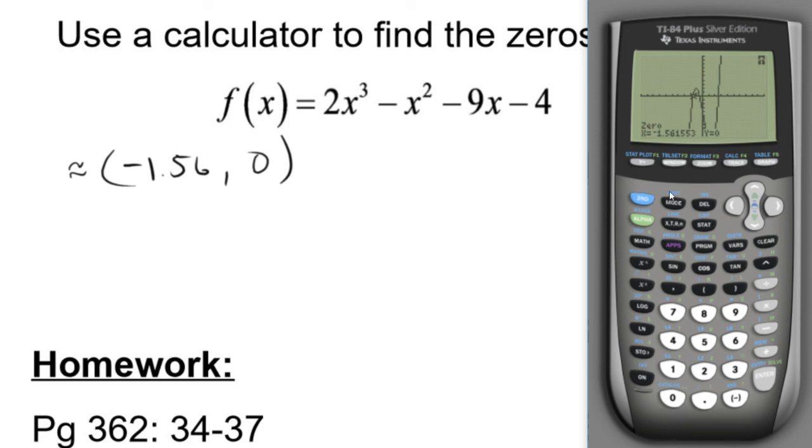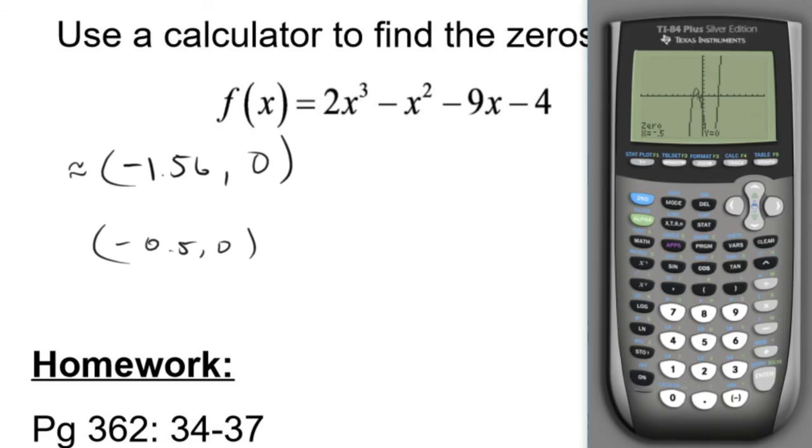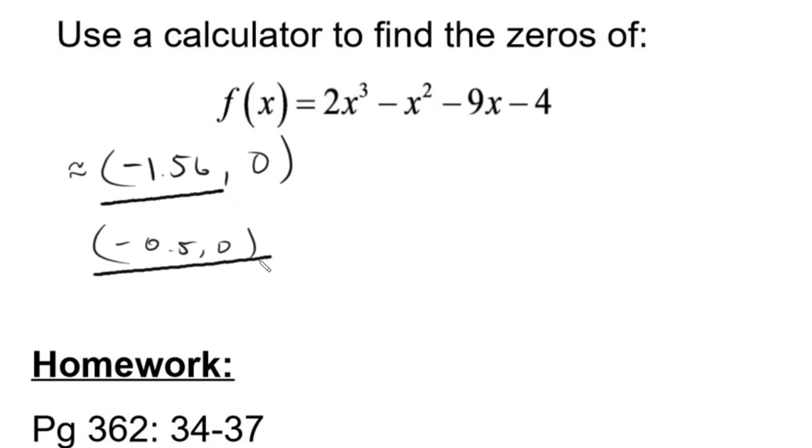Now the second zero. Second trace, go down to zero. This time I want to find this little zero right there. So I want to make sure I'm on the left side of it, which I am now. Now I want to go to the right, press enter again, and now I press guess. Negative 0.5. This is not approximate, this is actually negative 0.5. So there's another zero. Actually, these are intercepts. Zeros would be the actual values, negative 1.56 and negative 0.5. I won't hold you to that, but the values are technically what we're looking for.